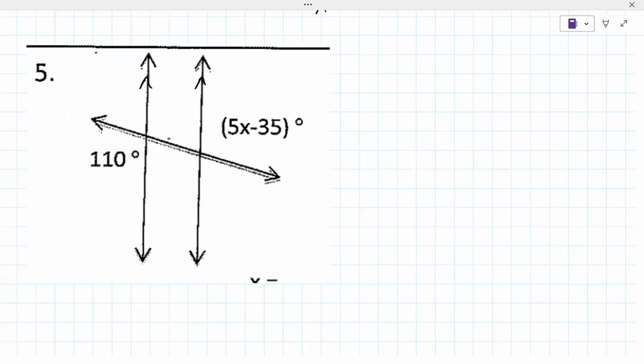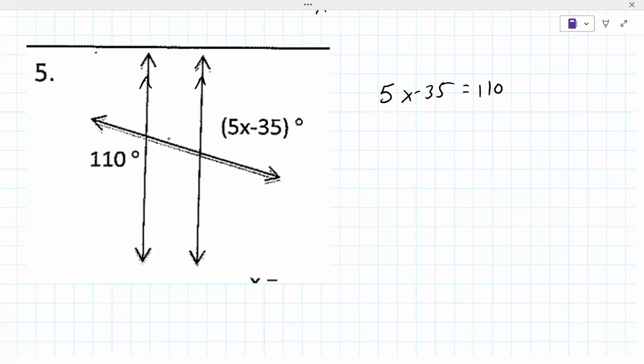Alternate exterior. Yes. So are they congruent? Do they add up to something? Yeah, they're congruent. So 5x minus 35 equals 110. Could you solve that equation for us, please? 15.